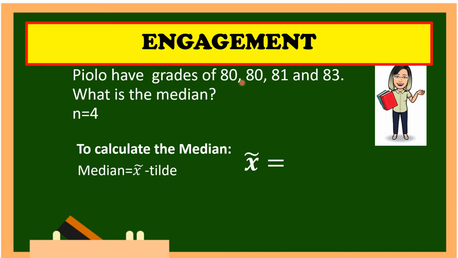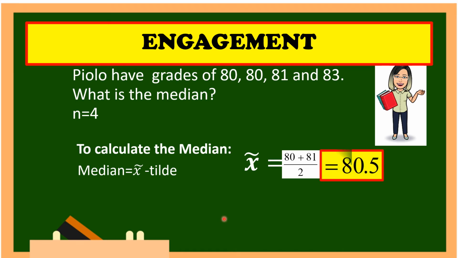Piolo has grades of 80, 80, 81, and 83. What is the median? n is 4. If n is 4, n is an even number. Since n is an even number, what are the two middlemost scores? So we have the two middlemost scores, 80 plus 81, divided by 2. The answer is 80.5 or 80 and 5/10.